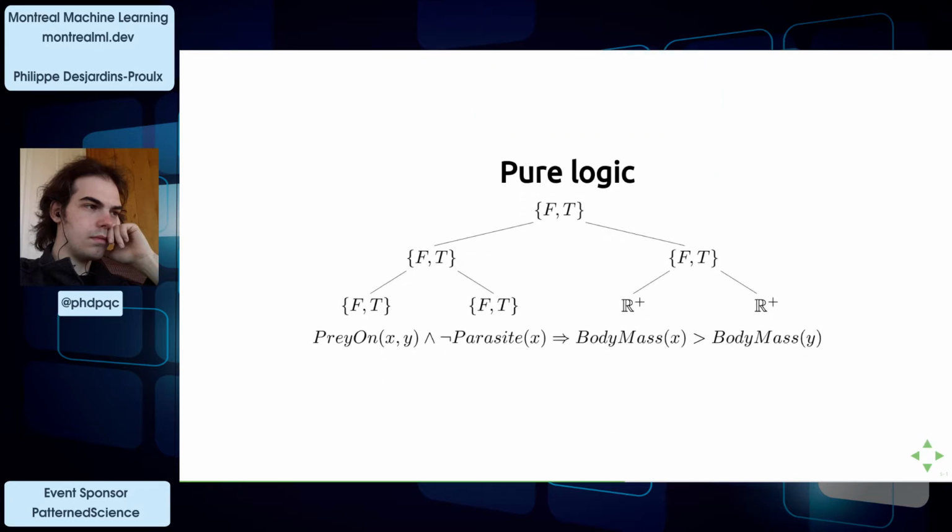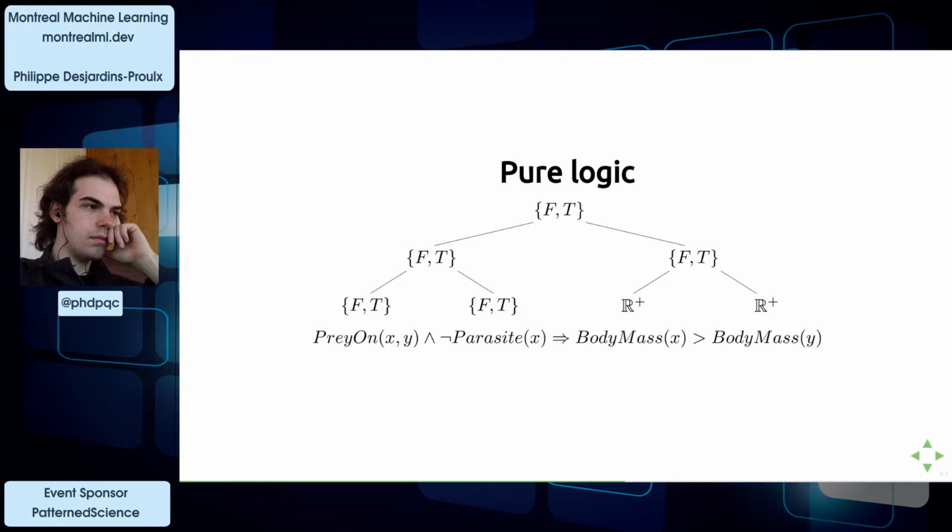So let's look at a very simple example. Here we have a logic formula. It says if species X preys on species Y and X is not a parasite, then X is a greater body mass than Y. Now, that's a very simple formula, and it's obviously not true all the time, which is the point. But it's also a genuinely interesting idea. So if you look at food webs, you'll see this rule is very often true.